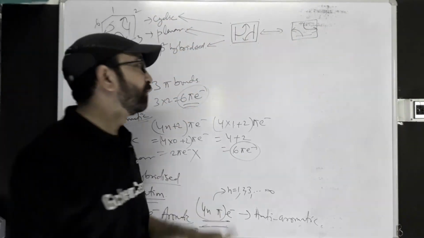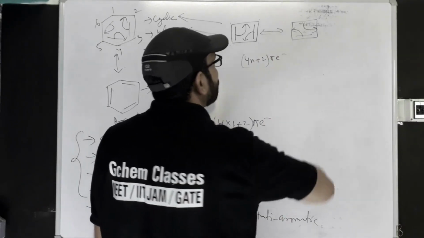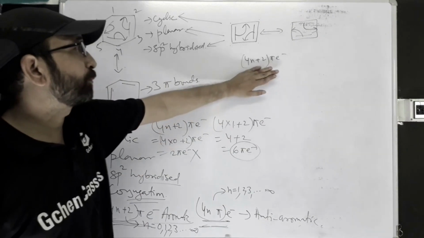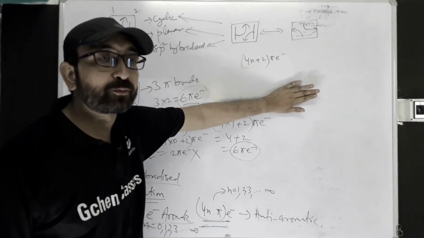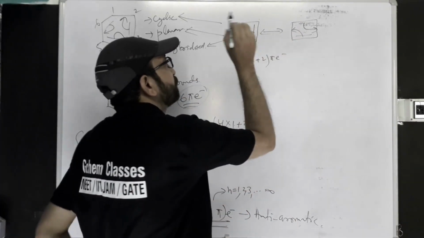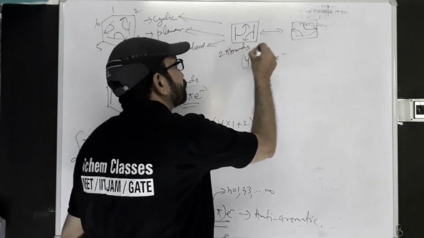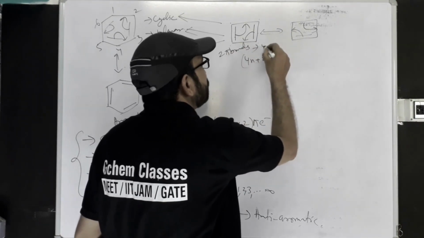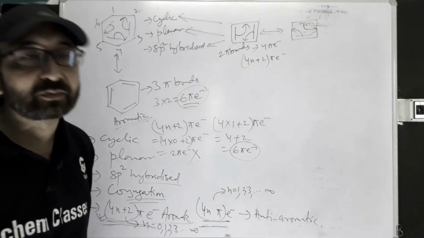Now we have to see whether this is following the 4n plus 2 pi electron system or the 4n pi electron system. If it is following 4n plus 2 pi electrons, this is aromatic. If it is not following that, and it is following 4n pi electrons, then this is anti-aromatic. Now we will see. First we have to calculate how many pi bonds are there. 2 pi bonds are present. So how many electrons? It will be 2 into 2, 4 pi electrons. That you have to calculate: 4 pi electrons.